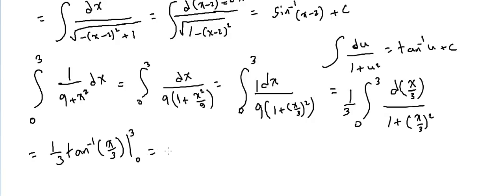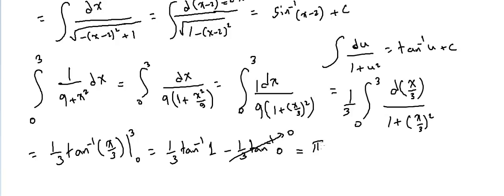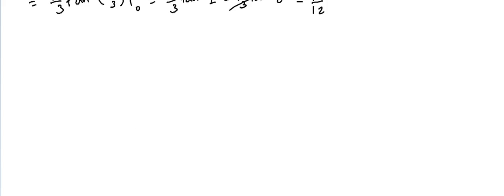So we just substitute, right? It's 1 over 3 tangent inverse of 3 over 3, which is 1, minus 1 over 3 tangent inverse of 0. Tangent inverse of 0 is 0, and tangent inverse of 1 is pi over 4. Times 1 over 3, the answer is pi over 12. Okay, let's do another example.